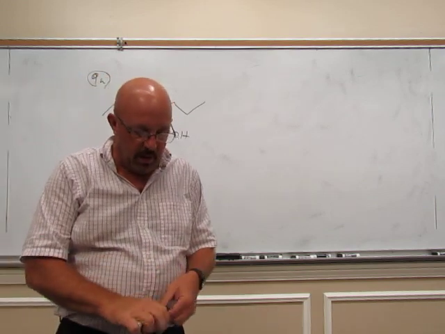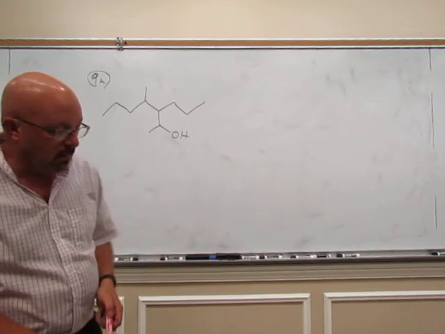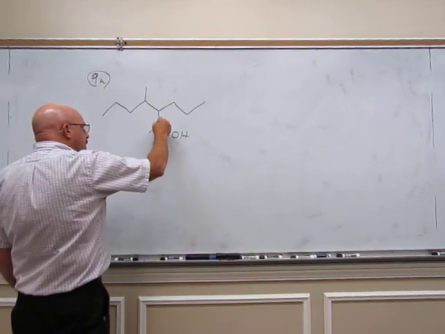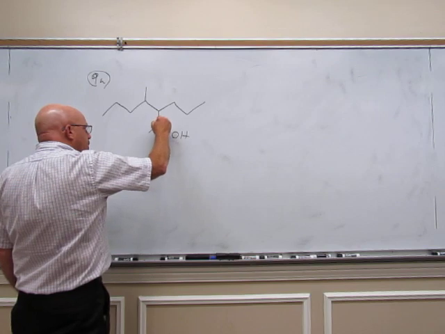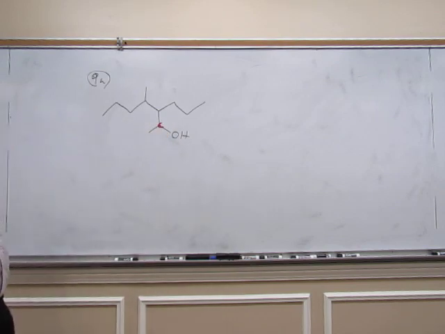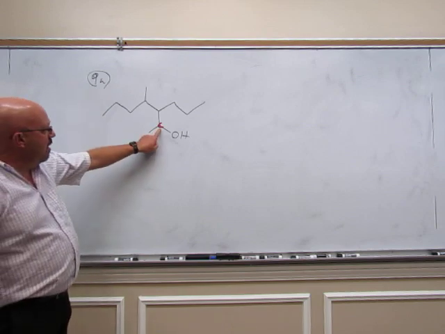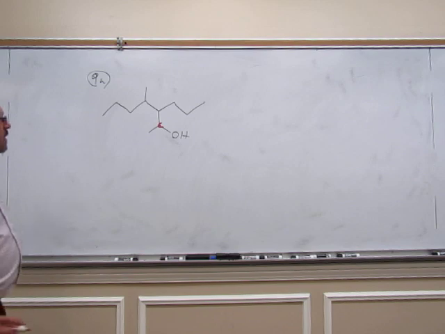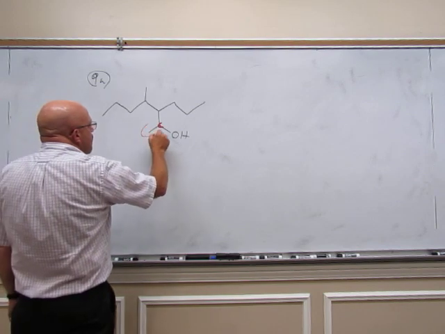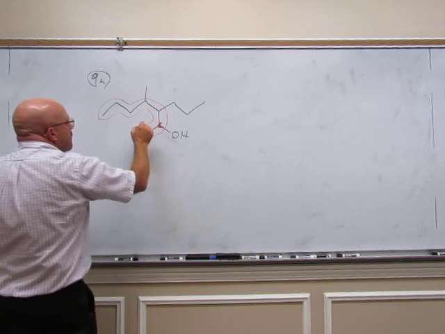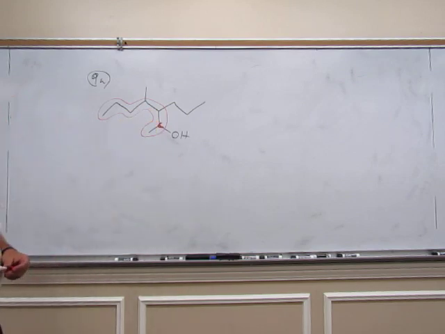Now the first one that we have here has an alcohol group. If you recall our rules for the alcohol, you must include the carbon bearing the OH group in your longest chain. You must find the longest chain that has that carbon in it. The longest chain that has that carbon is this one here. That's our parent chain.